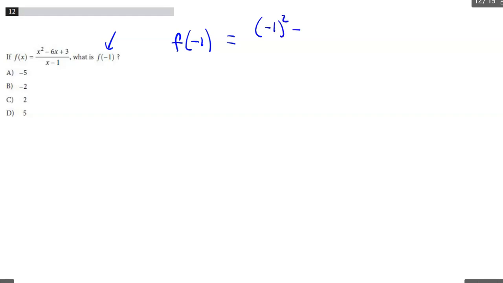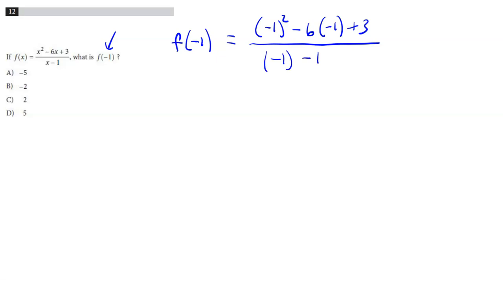-1 squared, take away 6 times -1, added to 3, all divided by a negative 1, take away 1. Now I got to clean all this up and actually do the math. So negative 1 times itself is positive 1. A negative 6 times a negative 1, positive 6, positive 3. On the bottom, a negative 1, take away 1.